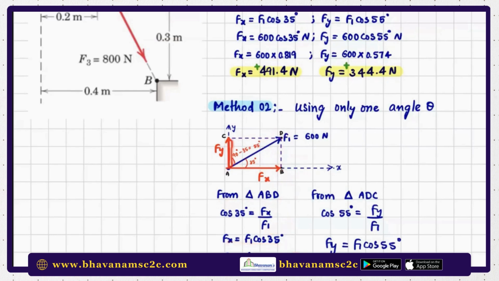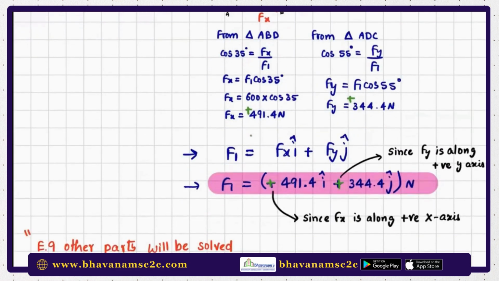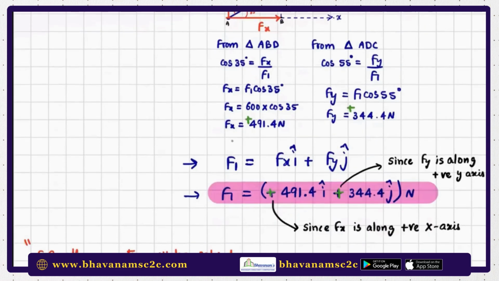Now again, if you want the Fy component, consider the triangle that has this Fy and mark it. So cos 55, instead of drawing the figure again, you can see it from here itself. Cos 55 is equal to the adjacent side, that is Fy, by the hypotenuse of this triangle, that is F1. So Fy is equal to F1 cos 55. You get the answer as this, and it should be plus again because the components are acting along the considered positive x and positive y directions. Now, if you want to mention this vector F1 in the vector form.